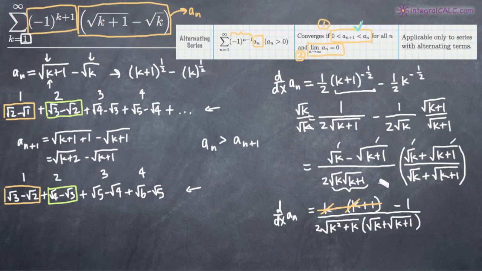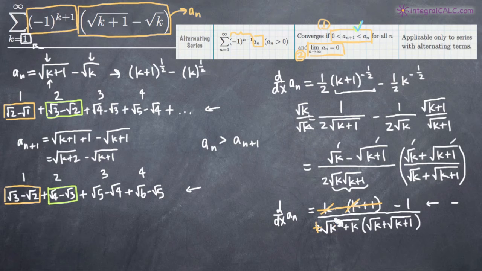This is our derivative, and what you can see is that the numerator is always going to be negative, right? It's a negative 1. The denominator is always going to be positive because our series starts with k equals 1. If you plug in 1 or any number larger than 1 for k into our denominator here, obviously you're going to get a positive number there.